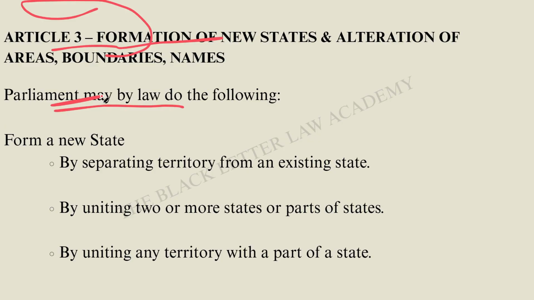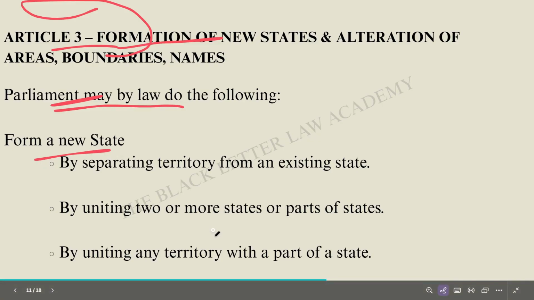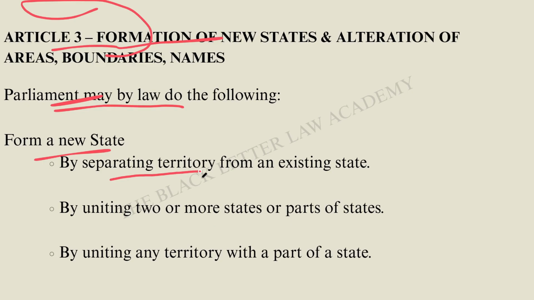Now let us understand what exactly the Parliament can do under Article 3. First, the Parliament can form a new state. This can be done in different ways. A new state can be formed by separating territory from an existing state. A good example is Telangana in 2014, which was formed by separating territory from Andhra Pradesh.